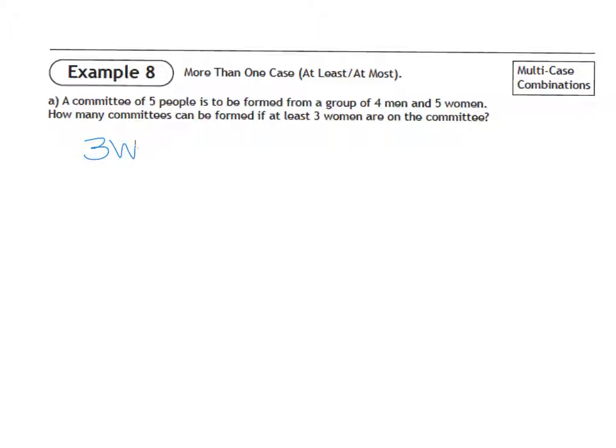3 women and 2 men, right? Or, what are the other possibilities? Because it says at least 3 women. We could have 3 women and 2 men. Or we could have 4 women and 1 man. And I guess those are the only possibilities, right? No, there's one more. What's the other one? Or all 5 women.